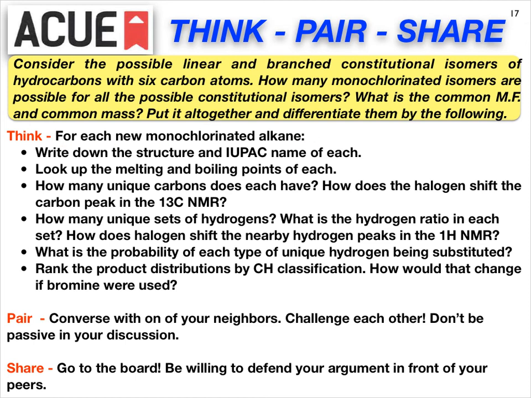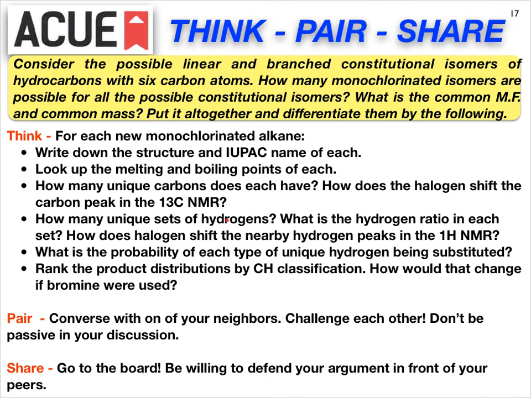So to help you logically figure this out, write the structure for each and the IUPAC name of each. If you're ambitious, look up the melting and boiling points. How many unique carbons does each have? How does the halogen shift the carbon peak?